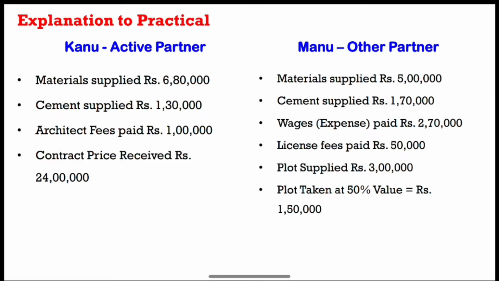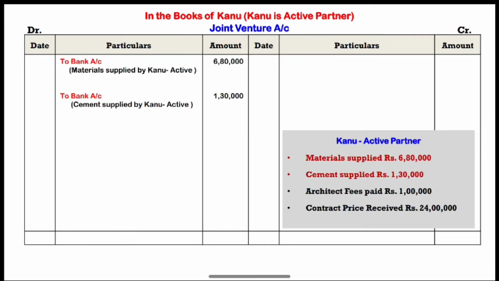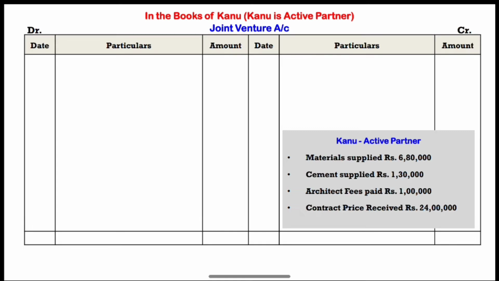So all the transactions of Kanu have one effect, all the transactions of Manu have two effects. See here, this is a joint venture account in the books of Kanu. Where Kanu is active partner, we have to prepare joint venture account and Manu's account.